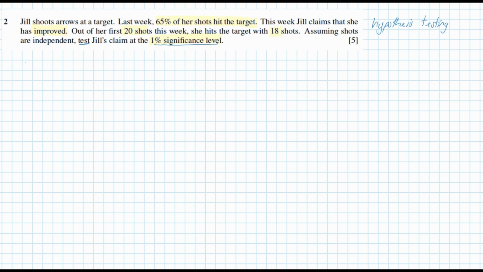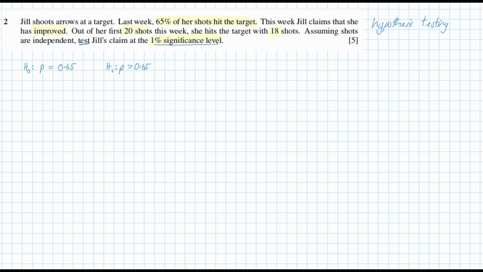So our null hypothesis, we're going to write this down. Since we're dealing with a binomial, we'll go p, the proportion, equals 0.65. That's what we're testing against. She reckons she's improved, so the alternative hypothesis is p is greater than 0.65. In other words, she thinks she hits it more than 65% of the time now because she's got better.